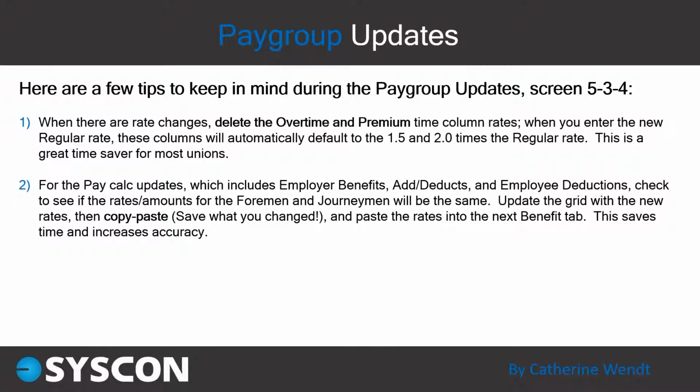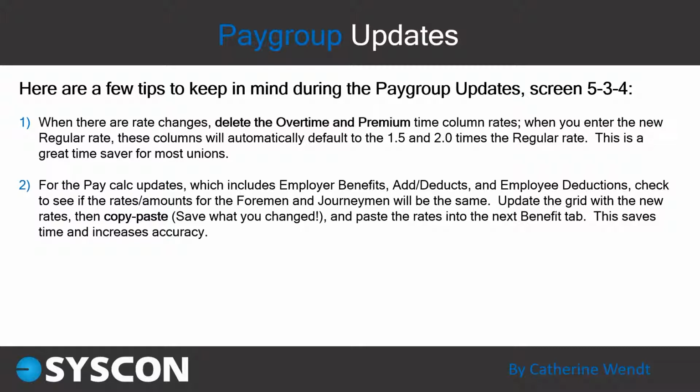For the pay calcs, which includes the employer benefits, add deducts for your vacations, employee deductions, union dues, things like that. Check to see if the rates and amounts for the foreman and the journeyman will be the same. And you can update the grid with the new rates. So the grid of that benefit tab, you can put the new rates in there for each of the calculations. Go ahead and save, call it back up.